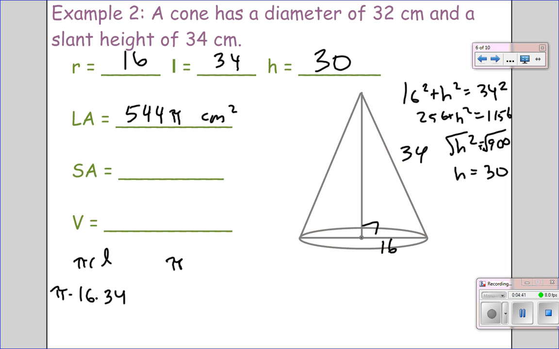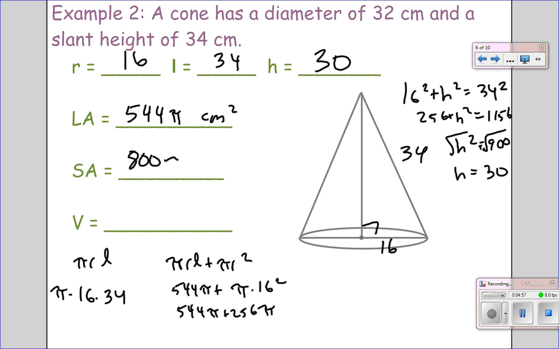All right, let's find surface area. So pi r L plus pi r squared. So 544 pi plus pi times 16 squared. So 544 pi plus 256 pi is going to give me 800 pi centimeters squared.